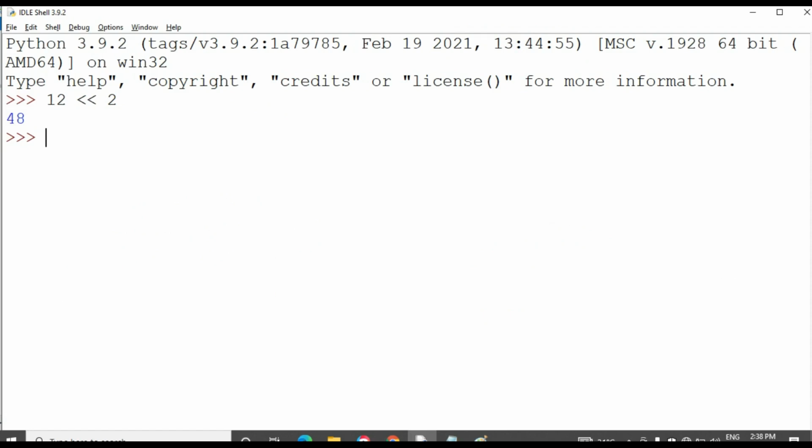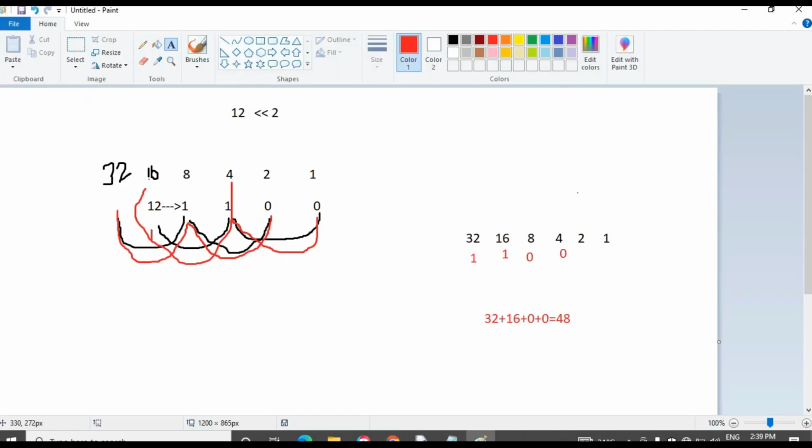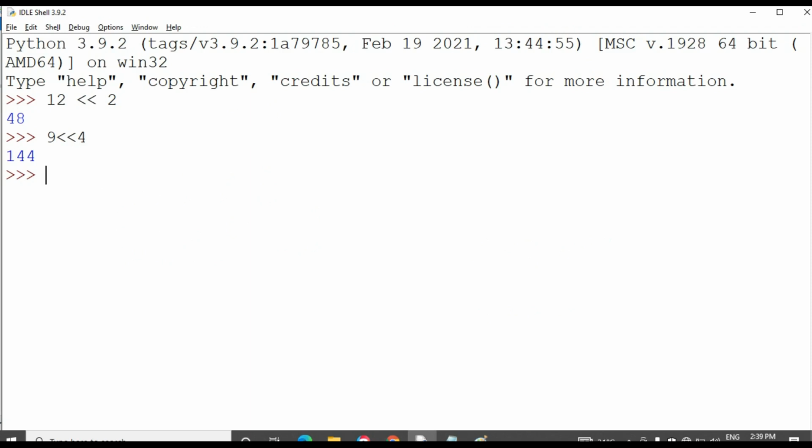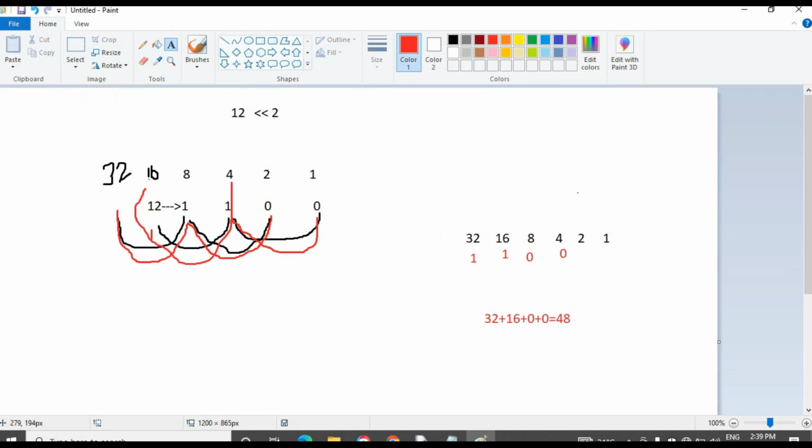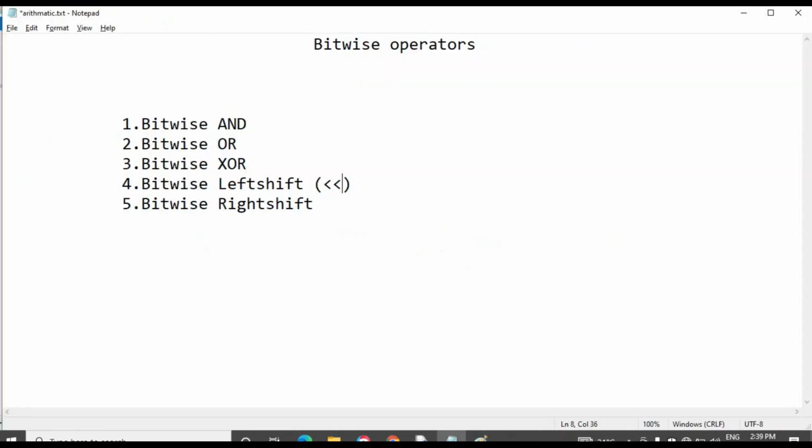Got it? By this way, the interpreter has performed this operation. I will take one more also. 9 left shift 4 gives the answer 144. By this operation, the interpreter has also performed the left shift operation and it has displayed the value 144.